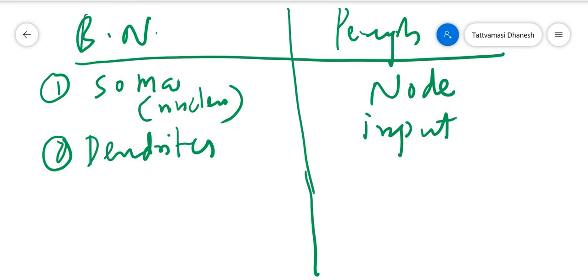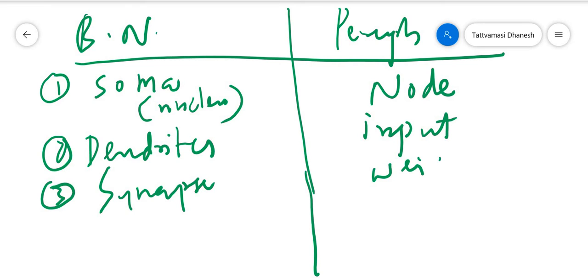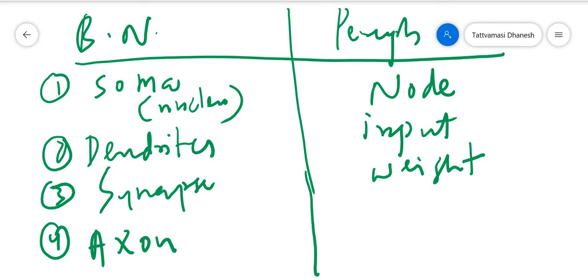One more point I need to tell you: two biological neurons are connected together by a synapse. The connection we call the synapse. For this, we have the weight; the black arrows represent the weight. And the output we call the axon, and here you have the output. This is the comparison between a biological neuron and a perceptron.